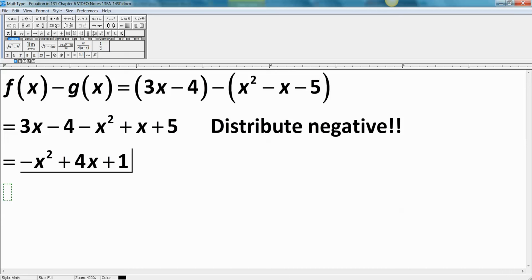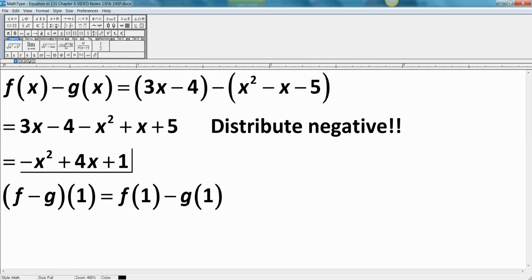Okay, now we actually want to find what we were looking for, which was f minus g of 1. So what that is, that's f of 1 take away g of 1. In other words, it's negative 1 squared plus 4 times 1. Oops, that's a plus sign. Sorry, plus 4 times 1 plus 1. So that'd be negative 1 plus 5. So that'd be 4. And there's our final result.